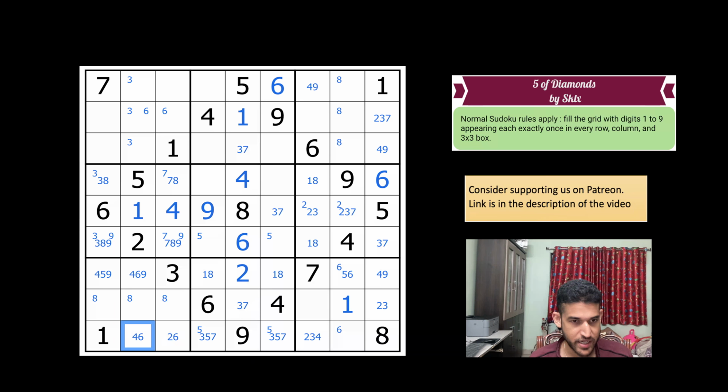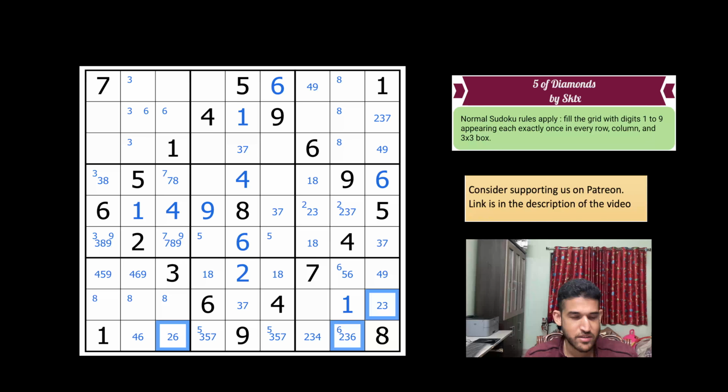So a bi-value candidate, a bi-value candidate. This cell here cannot be 1, 5, 8, 9, 8, 4 and 7. So this is 2, 3 and a 6. Pretty interesting. So when I solved this Sudoku earlier today, the first thing I noticed was this.